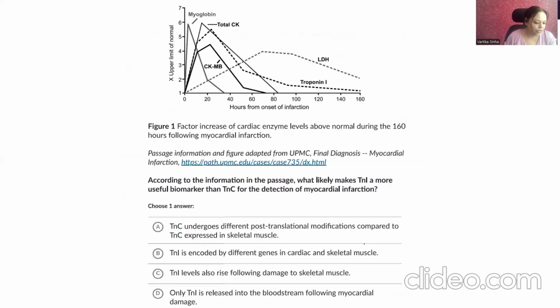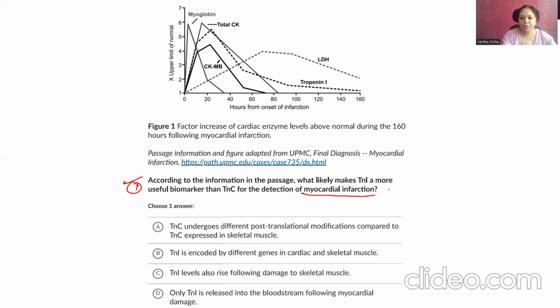Now let's look at the question, right? In this question, we are talking here, given the graph also. And this is the first paragraph, the first question associated with the paragraph. So according to the information in the passage, what likely makes TNI, or the troponin inhibitory unit, a more useful biomarker than TNC for the detection of myocardial infarction? Myocardial infarction means it's a kind of heart attack. So you are concerned with the cardiac muscle, right?